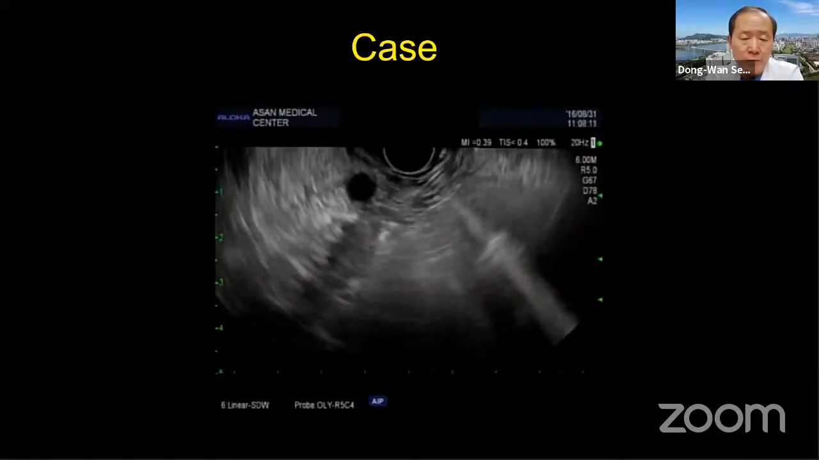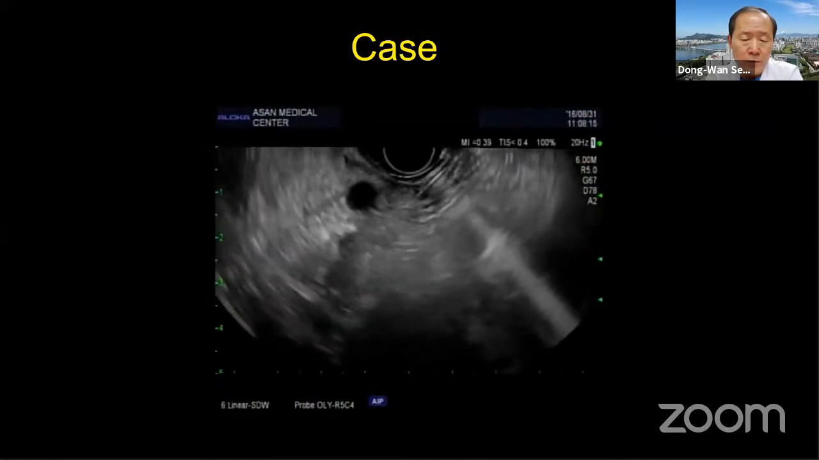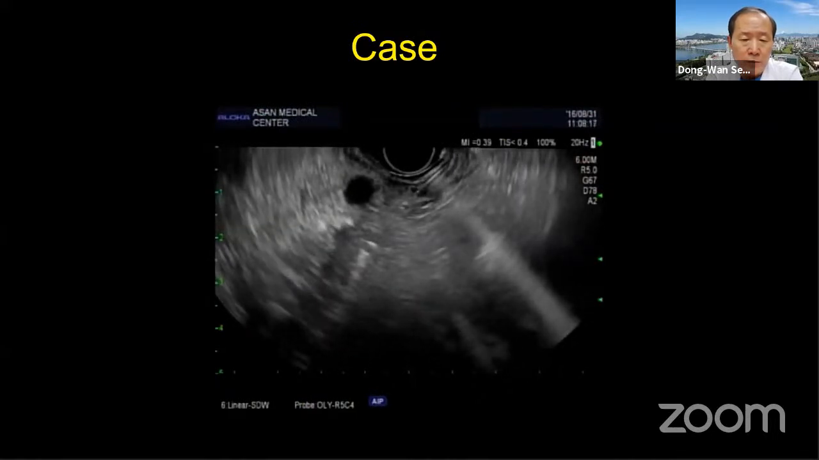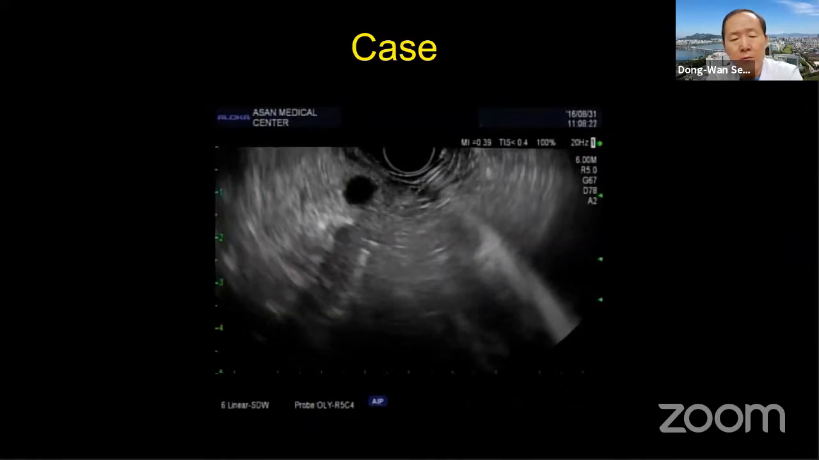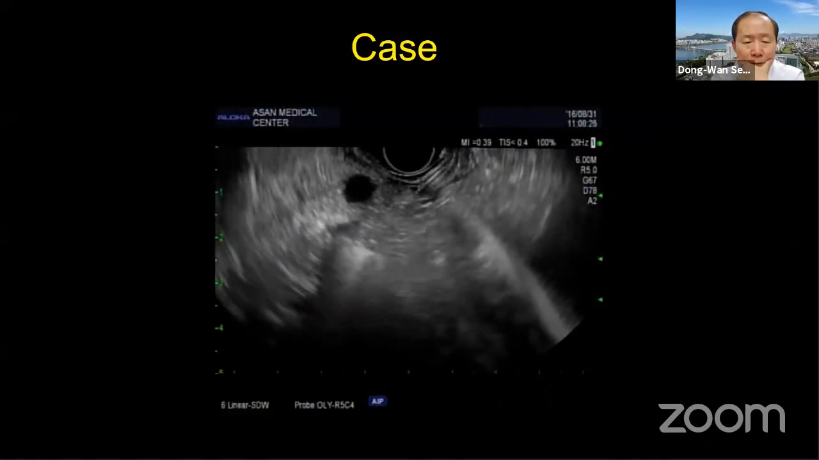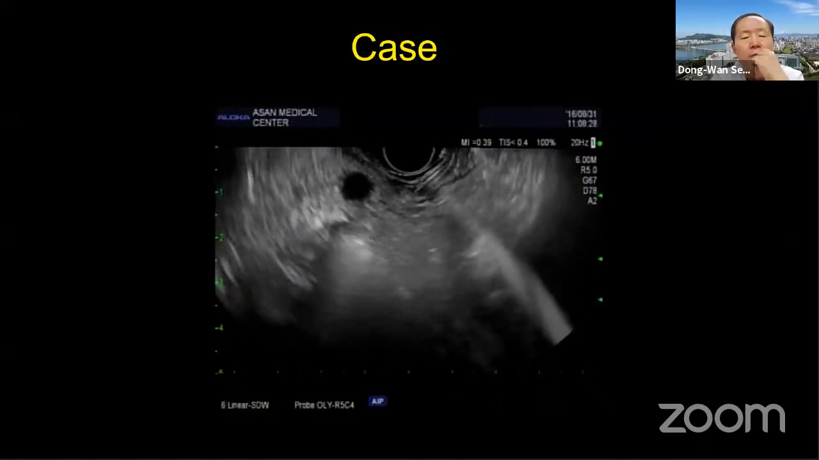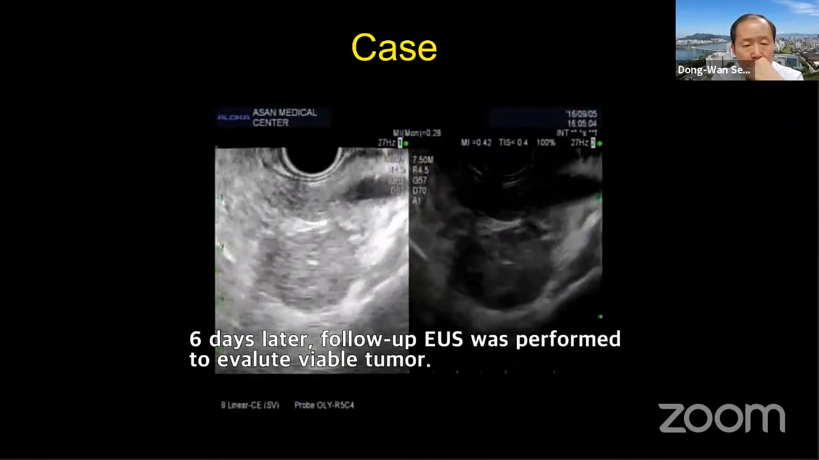This is just one plane ablation. If we change the needle direction to another plane, there is still non-ablated area. So we inserted the electrode into this non-ablated area again and started RFA. You can see clearly echogenic bubble formation.